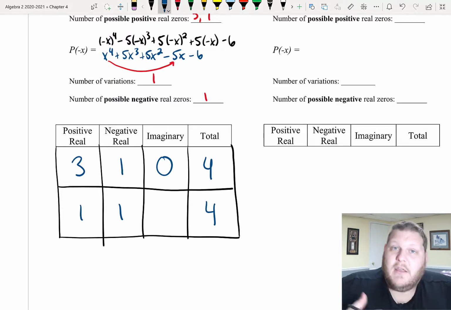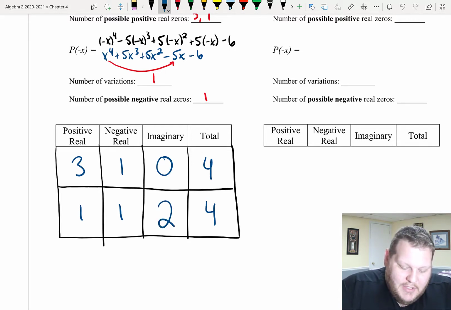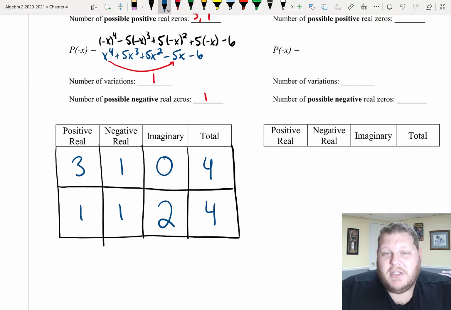But I do have this other option where if it is exactly 1 positive real solution, it's exactly 1 negative real solution, then I would have to have 2 of my solutions be imaginary. And that is a possibility for us as well. But these are the 2 options for this function. I could have 3 positive real solutions, 1 negative real solution, and that's it. Or I could have a real solution that's positive, a real solution that's negative, and then two imaginaries. But that's basically what we're doing here.